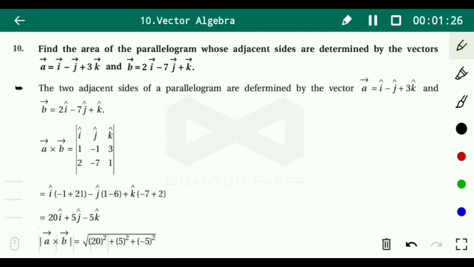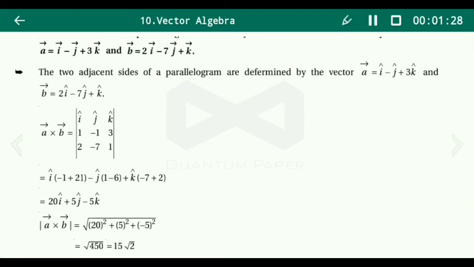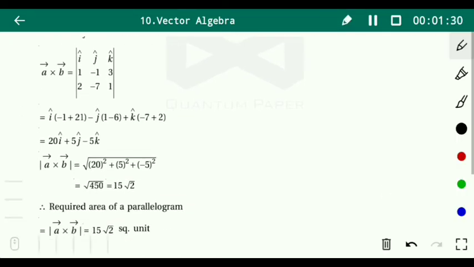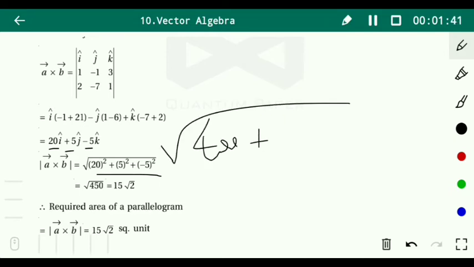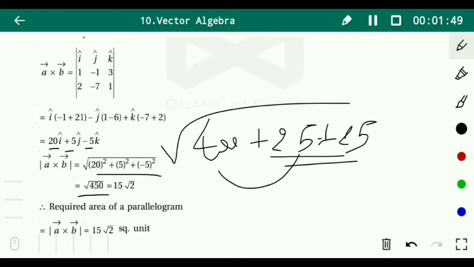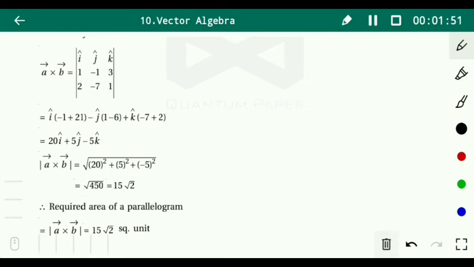Next, find out the magnitude of A cross B. So it gives under root 20 square plus 5 square plus minus 5 square. So we get 400 plus 25, sorry, 5 square is 25, plus again 5 square is 25. So we get 25 plus 25 will be 50, 50 plus 400. So we get under root of 450, and square root of 450 will be 15 root 2.